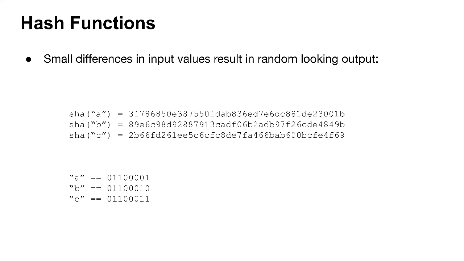So with a good or ideal hash function, even small differences in the input values will result in random-looking output. This is just an example of using the SHA-1 hash function, to give you an idea of what that means. Here you can see the output digest for SHA of A, SHA of the character B, and SHA of the character C. You can see all those digests are very unique, even though A, B, and C only change by 1 bit between them.